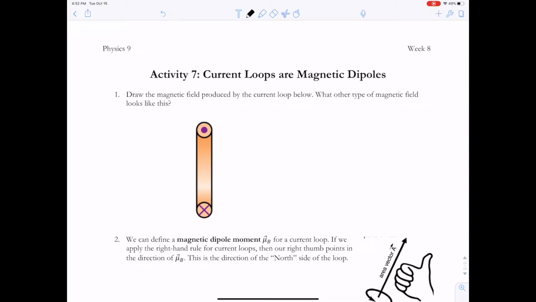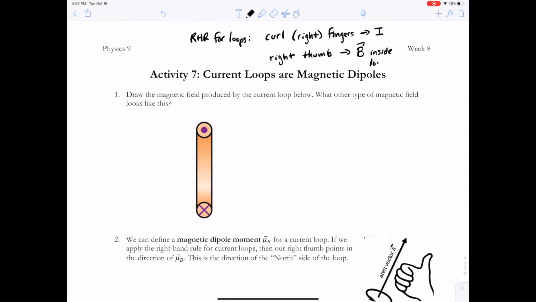Now let's take a closer look at the magnetic field produced by a loop carrying some current I. And as a reminder, let me write our right-hand rule for loops at the top here. So the right-hand rule for loops says, curl your fingers, specifically your right fingers, in the direction of the current, and if you do that, then your right thumb will point in the direction of the magnetic field inside the loop.